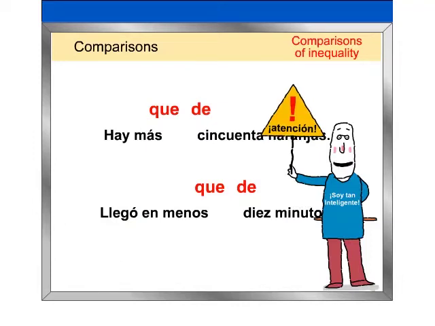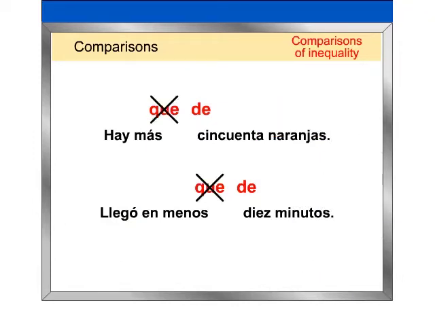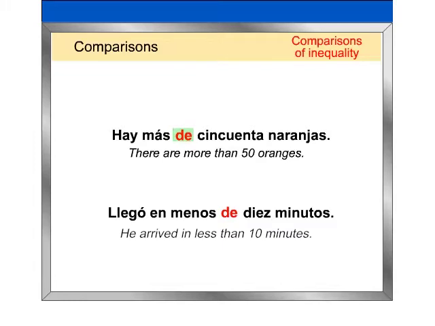Atención! When the comparison involves a numerical expression, de is used before the number instead of que. Hay más de 50 naranjas. Llegó en menos de 10 minutos.